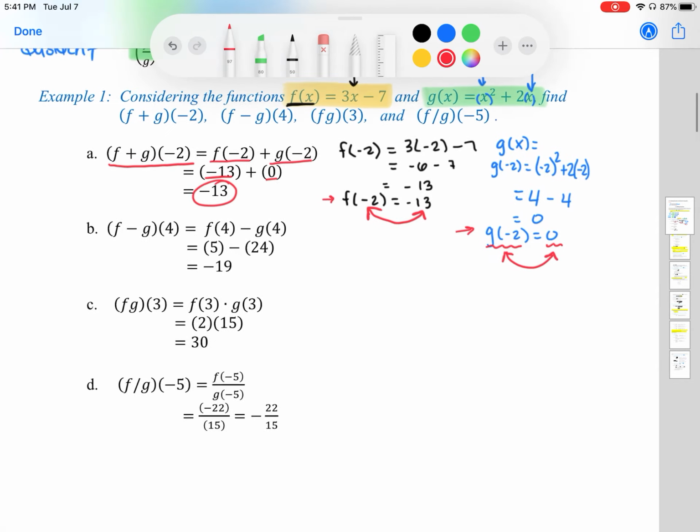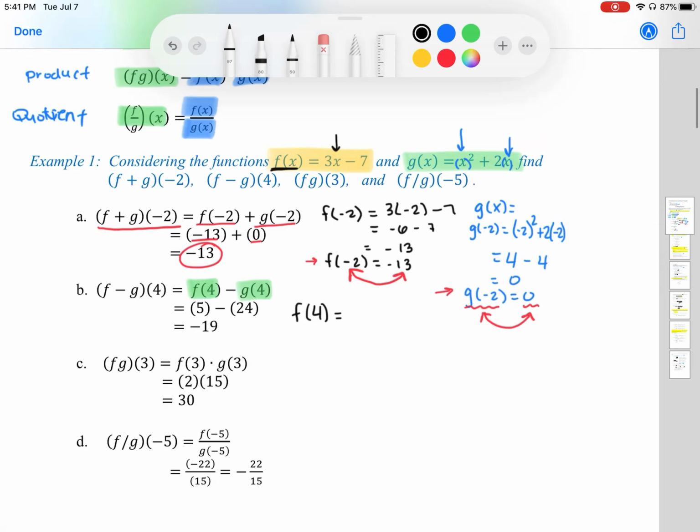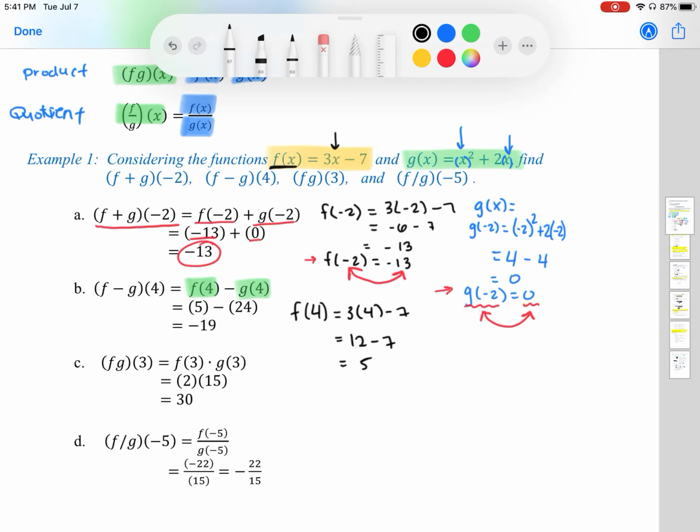Now for b, we have f minus g of 4. And so that's asking to find two things separately. Find f of 4 and then find g of 4. So we do f of 4. That's going to take our function f, and for every x, it's telling us to plug in a 4. So we have 3 times 4 minus 7. That gives us 12 minus 7, which is 5. So f of 4 is equal to 5.